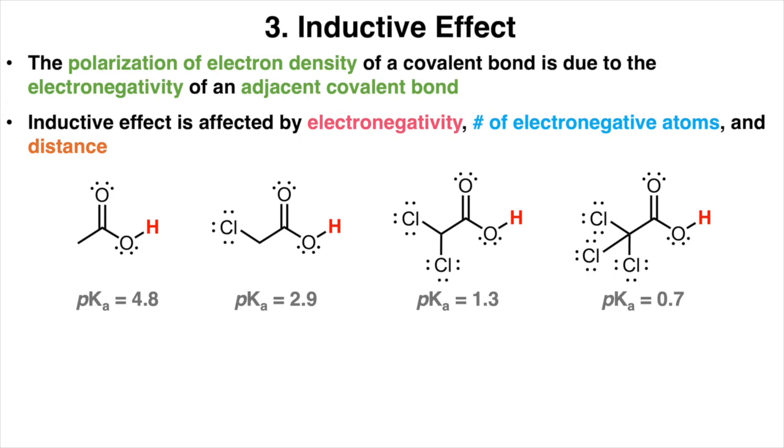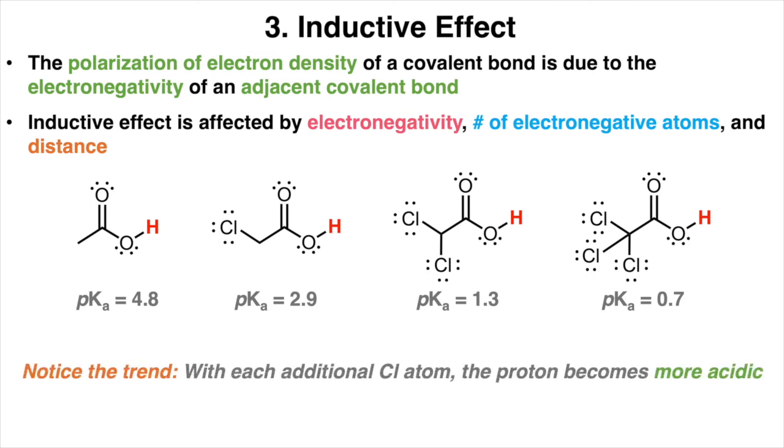In this example, all the hydrogen atoms that are being deprotonated are attached to oxygen atoms. So the other trends that we just learned previously could not be applied in this example. So the only option is to look at anion stability through inductive effect. Note that with each additional chlorine atom, the proton becomes more acidic.